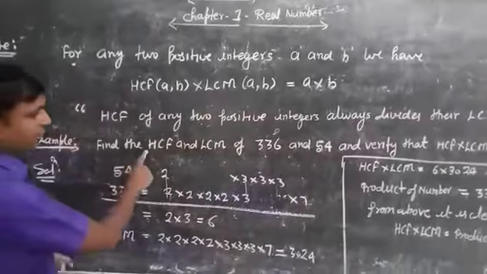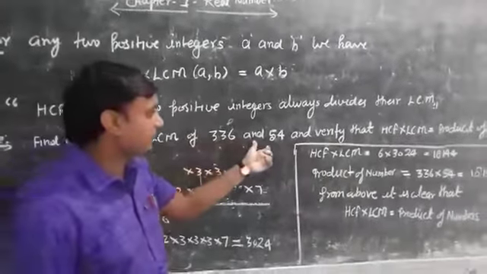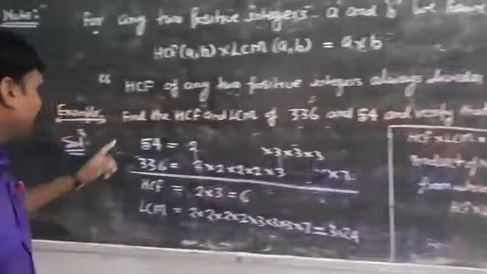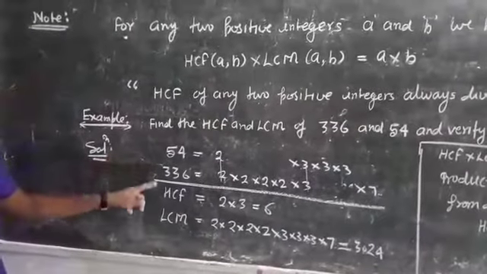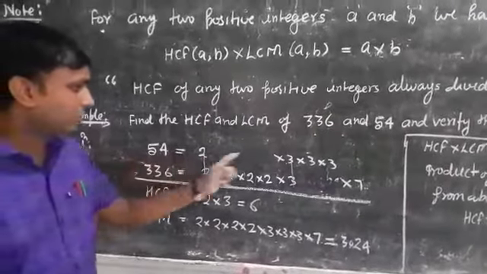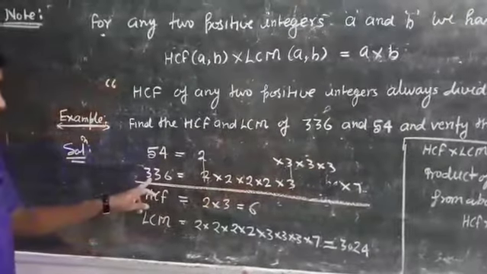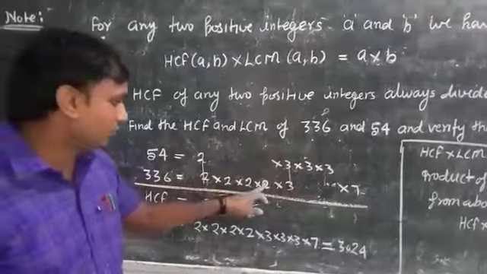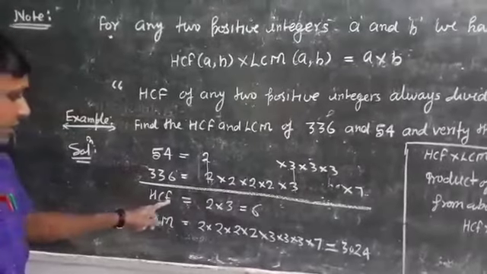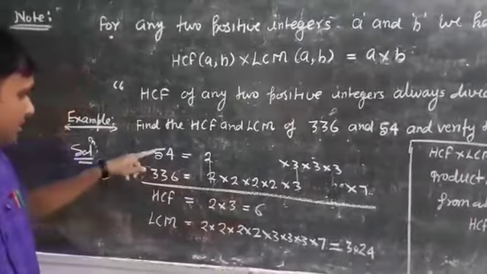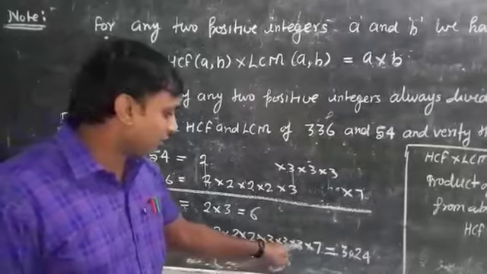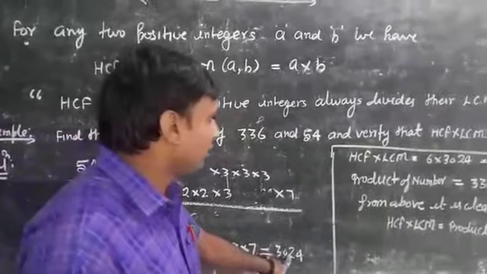Example: find the HCF and LCM of 336 and 54 and verify that HCF into LCM is equal to the product of the two numbers. Here, using the factorization method, the prime factorization of 54 is 2 into 3 into 3 into 3, and 336 is equal to 2 into 2 into 2 into 2 into 3 into 7. We have 2 and 3 common. So the HCF of 54 and 336 is equal to 2 into 3, that is 6. And the LCM of 54 and 336 is equal to 2 into 2 into 2 into 2 into 3 into 3 into 3 into 7, that is 3024.